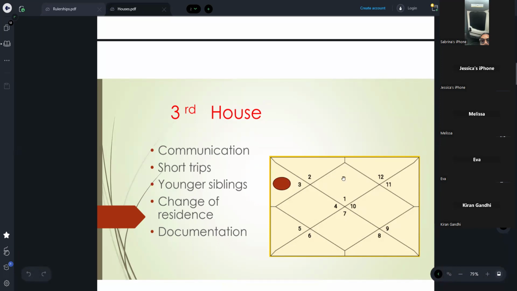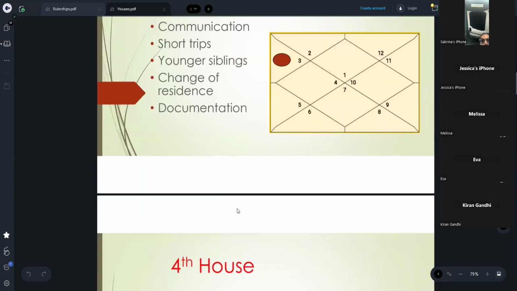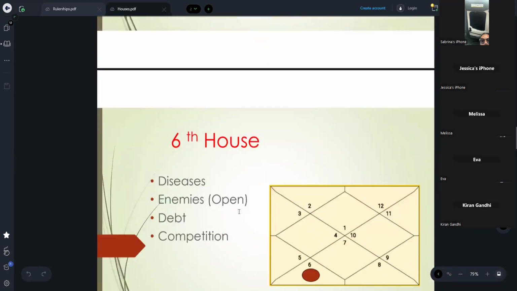We'll get into more and more aspects, more and more meanings of the houses with time. Right now, I just want to go over the basics, because the more I throw at you at once, the more you'll get confused. Okay.